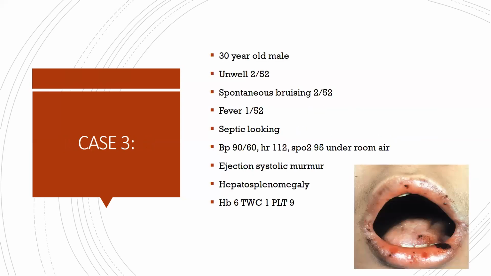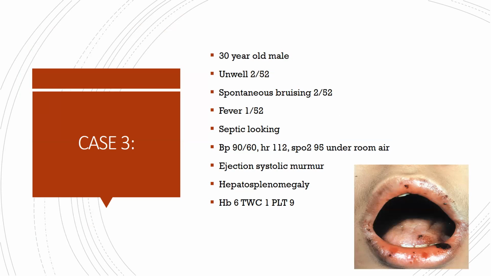So the next case is a 30-year-old male presented with feeling unwell for the past 2 weeks, spontaneous bruising, and fever for the past 2 weeks. On presentation, he looks septic, BP is 90/60, heart rate is 112, SpO2 is 95% under room air. There's an ejection systolic murmur. On abdominal palpation, there was hepatosplenomegaly, no other lymph nodes palpable. Hb is 6, low, total white count is 1, and platelet is 9, so quite severe anemia, pancytopenia.